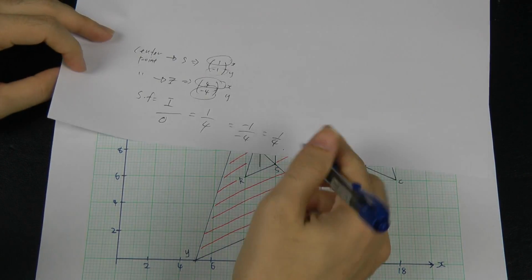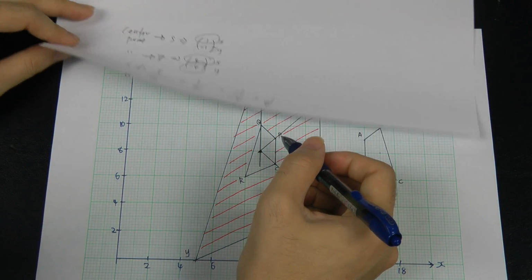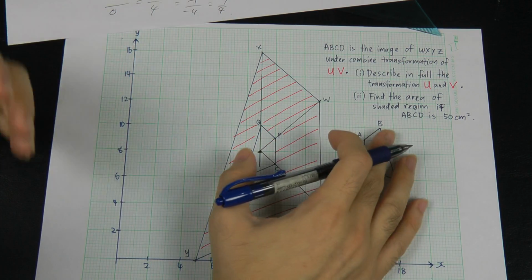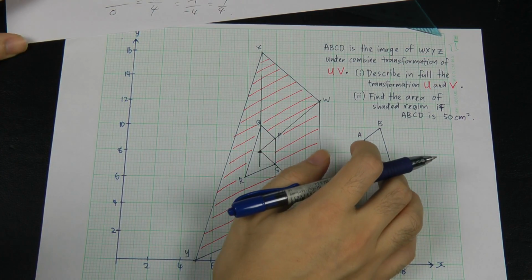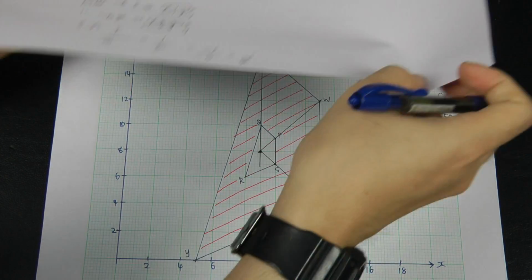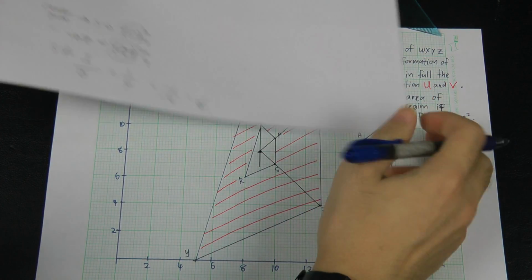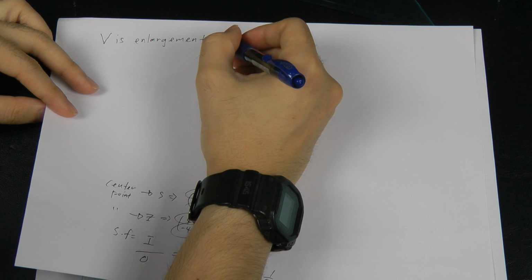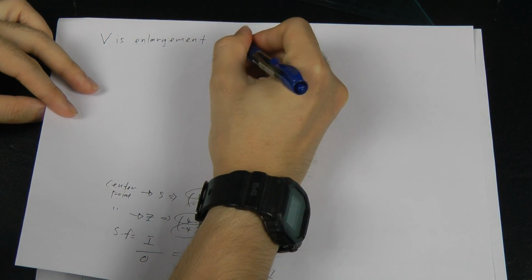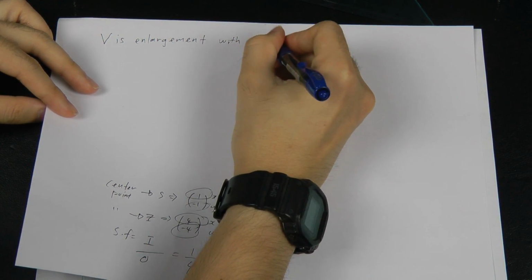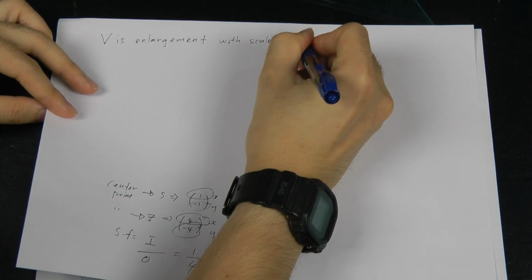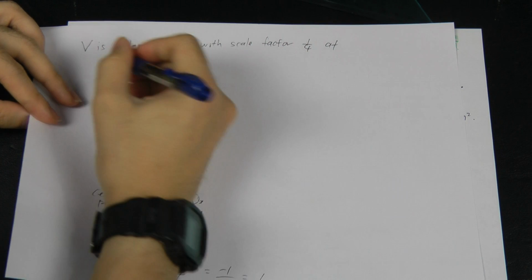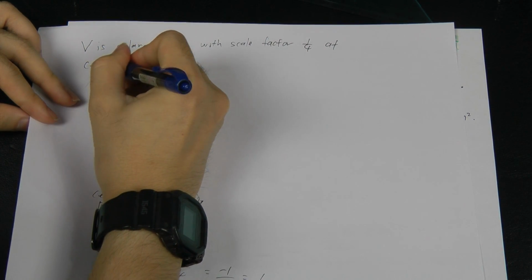So if I get 1 over 4, it means the object actually becomes smaller. In this case, if I want to describe in full the transformation, I will say V is the enlargement with scale factor 1 over 4 at center A.